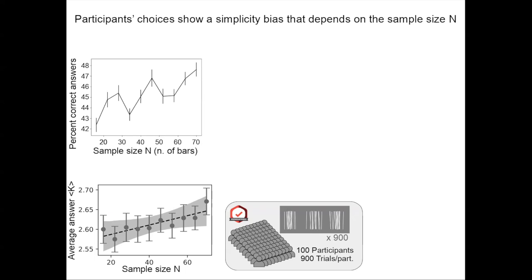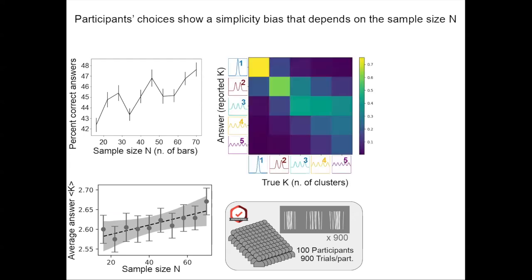You can interpret this as going towards models that have lower dimensionality. And the second thing is that this bias towards models with lower dimensionality decreases. The average number of clusters reported goes up as a function of sample size. The more data there is, the larger the number of clusters reported is. So it looks like things are going in the direction that we were expecting.